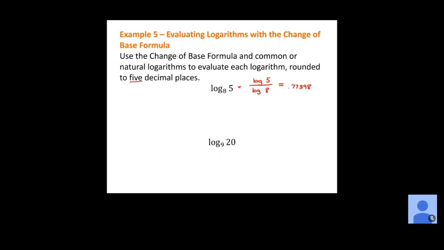Now remember, we could also use natural logs, right? Because natural logs work in our calculator. So the second one, I'm going to use natural logs instead. We do the natural log of 20 divided by the natural log of 9. Again, I can put that into the calculator, round that off to 5 decimal places. Okay, so if we were to do that, we get 1.36342.